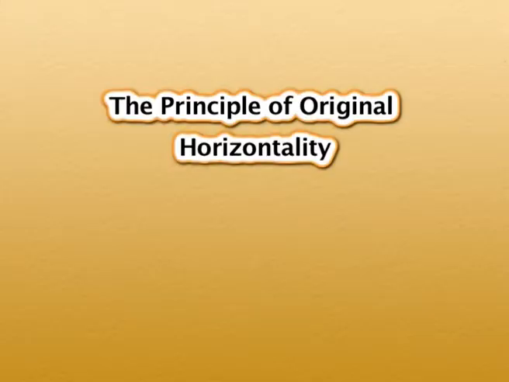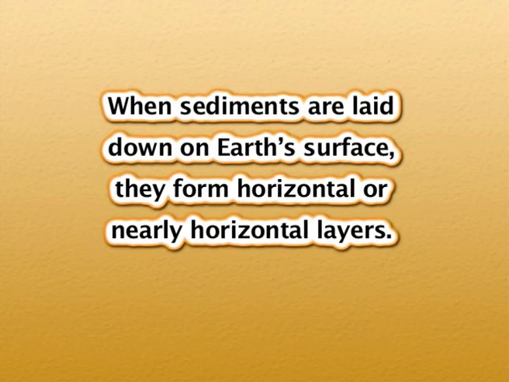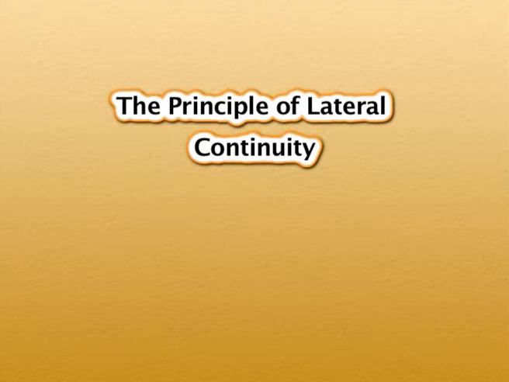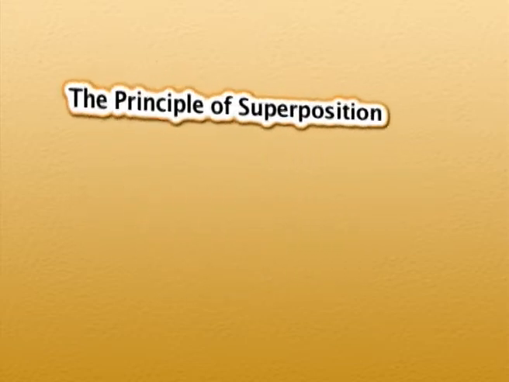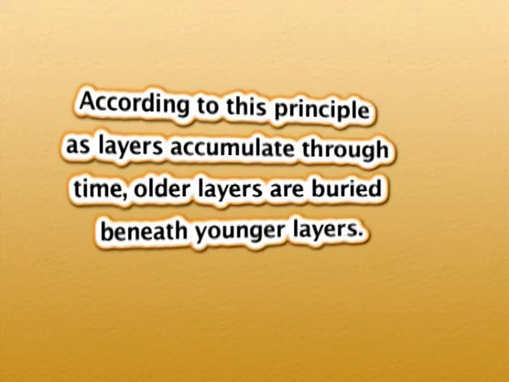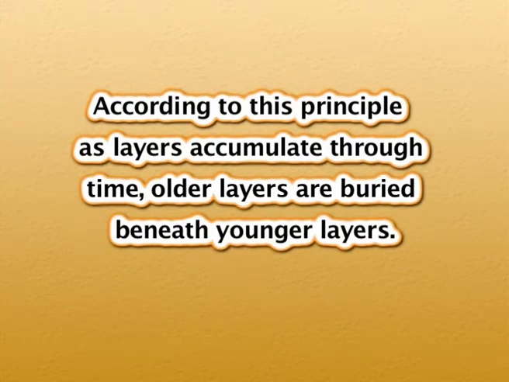First principle is the principle of original horizontality. When sediments are laid down on the Earth's surface, they form horizontal or nearly horizontal layers. The another principle is the principle of lateral continuity. It states that rock layers extend for some distance over Earth's surface from a few meters to hundreds of kilometers. Now, the principle of superposition. According to this principle, as layers accumulate through time, older layers are buried beneath the younger layers.